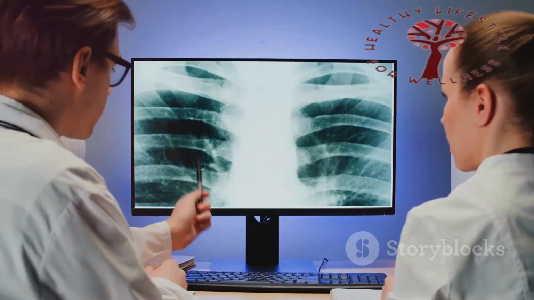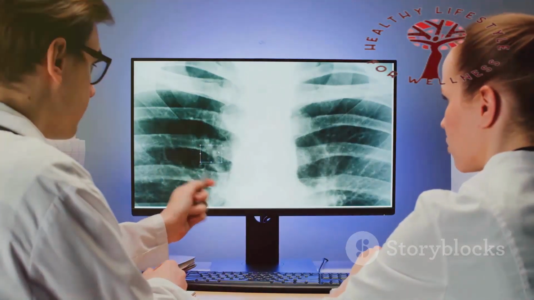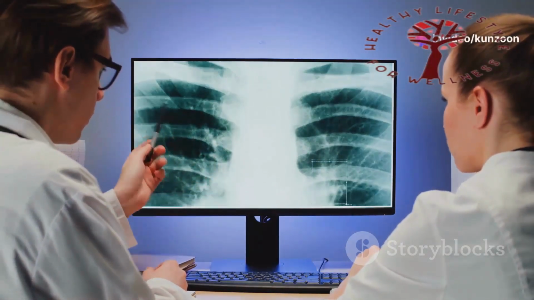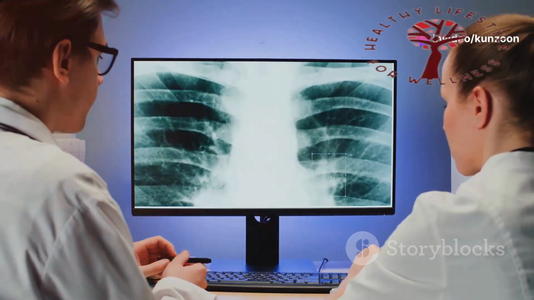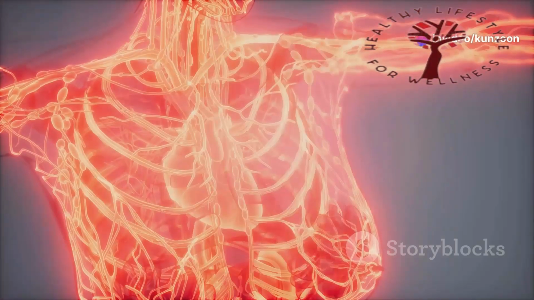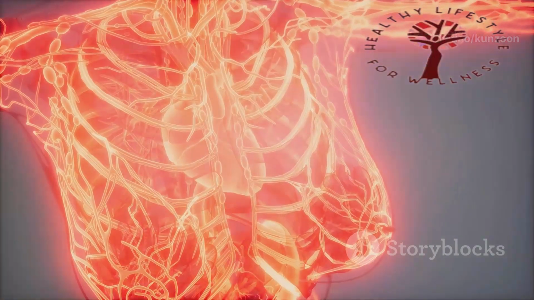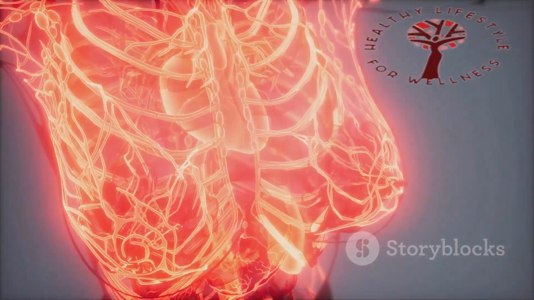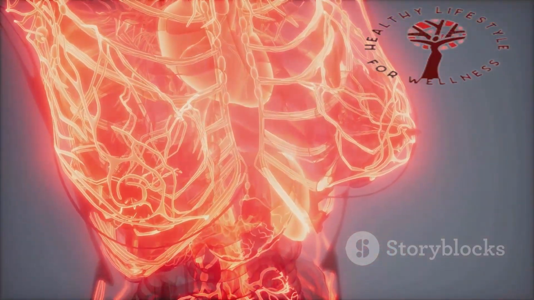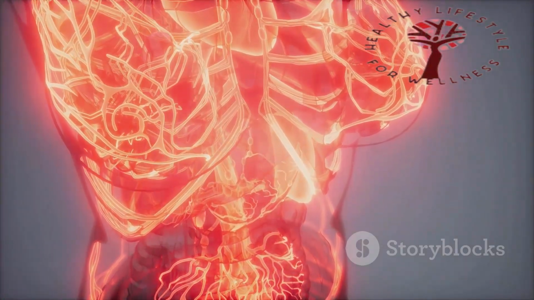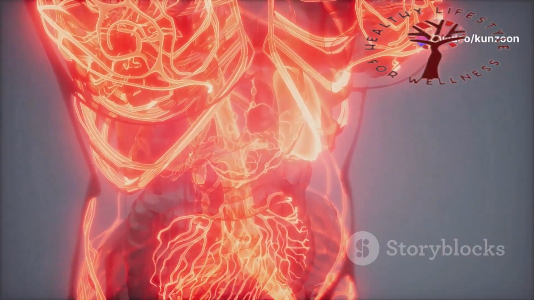Angiotensin I travels through the bloodstream to the lungs where it encounters ACE, an enzyme found primarily in the lungs. ACE converts angiotensin I into angiotensin II. Angiotensin II is a potent vasoconstrictor, meaning it causes blood vessels to narrow. This narrowing increases blood pressure, which helps restore blood flow to vital organs.